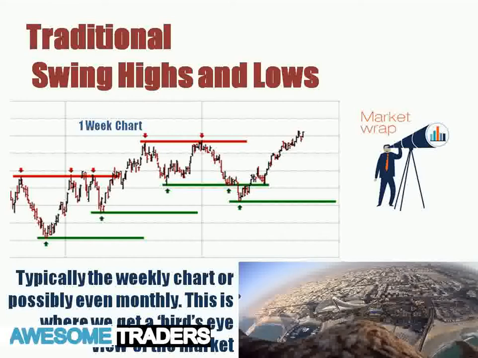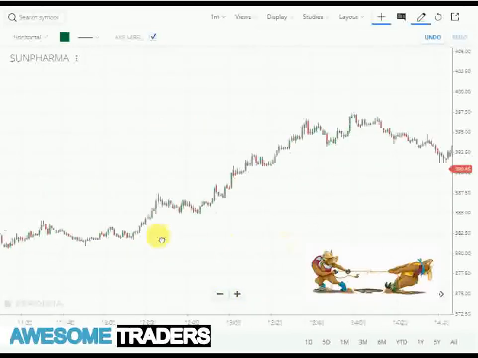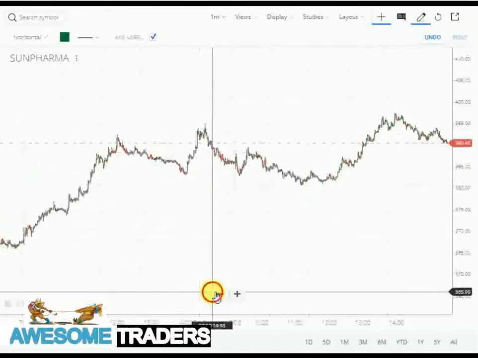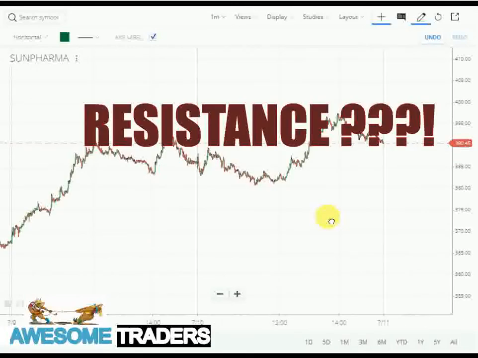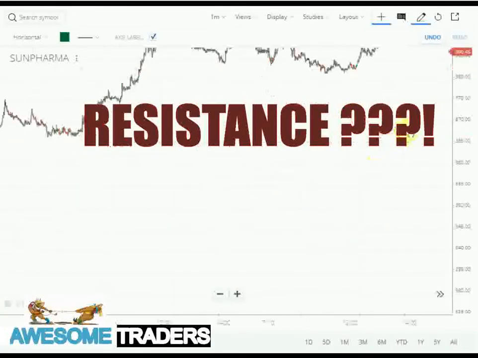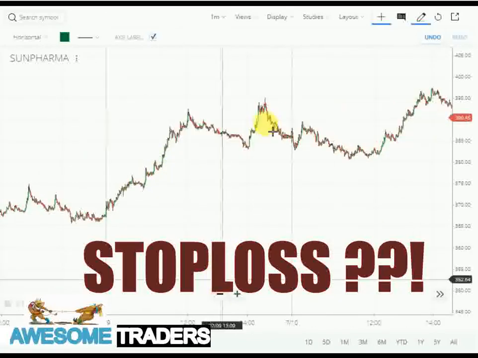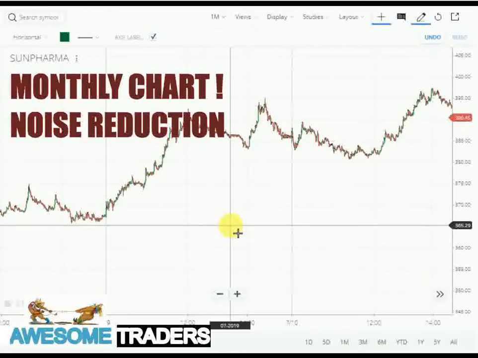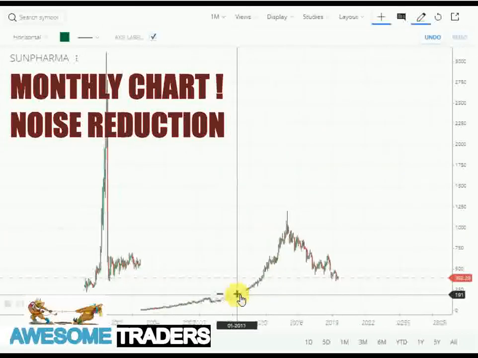Let's look at this example here. When you look at a 1-minute chart, this is how it looks. All we know is it's a little bit bullish, but we don't know where it goes. Where is the resistance? Where is my target? Where is my stop loss? So what do we have to do? Go to a monthly chart. That way, we can reduce the noise and see the market in the bigger picture.